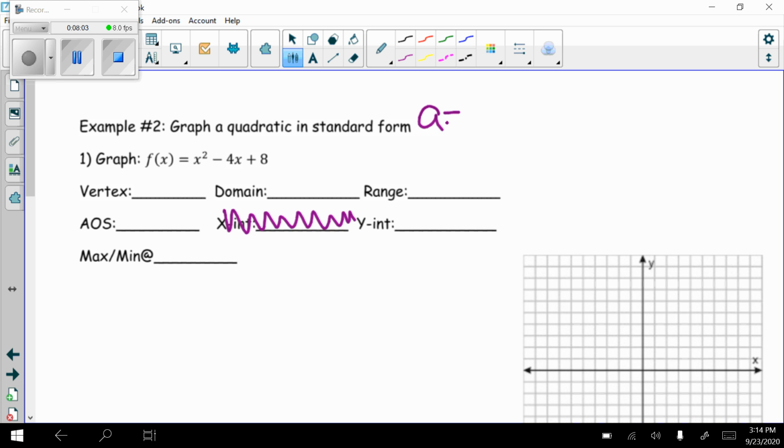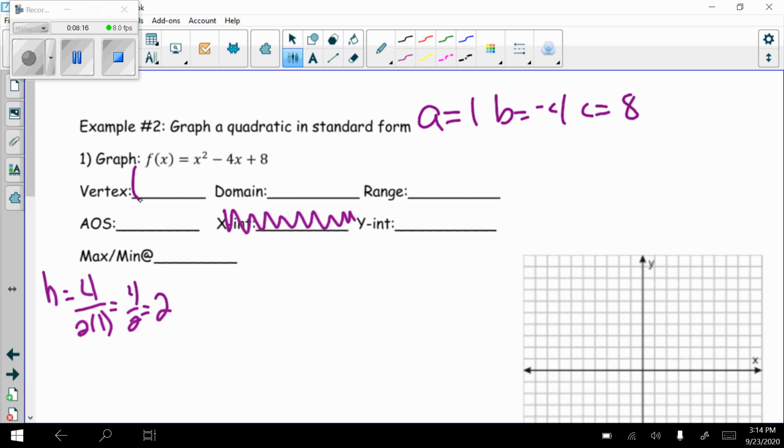So again, I know A is 1, B is negative 4, and C is 8. So I can say H is equal to 4 divided by 2 times 1. So 4 divided by 2 is 2. So I know the x value of my vertex is 2. I'm going to plug that in to find the y. So 2 squared minus 4 times 2 plus 8. So I get 4 minus 8 plus 8 gets me 4. So my vertex is 2, comma 4. My axis of symmetry then is x equals 2.